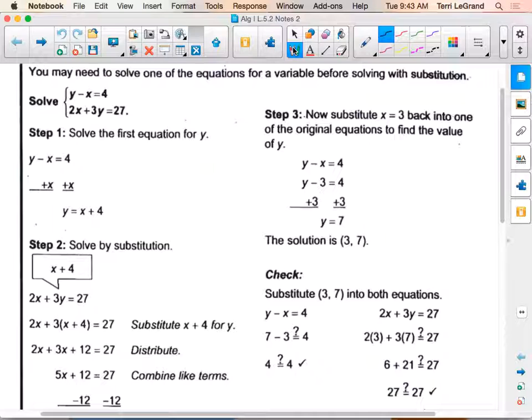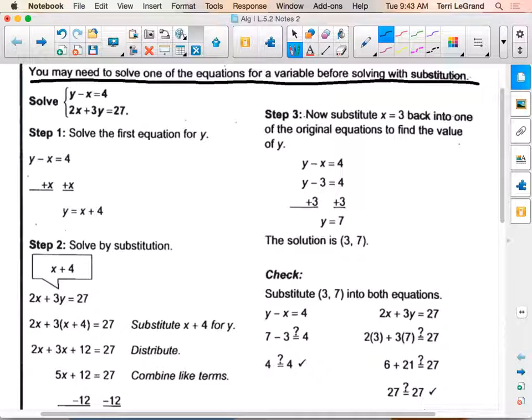So today what we're going to introduce that will be different is, I want you to underline this right here. You may need to solve one of the equations for a variable before solving the substitution. So in other words, when you look at the equations, neither of them will have an x alone or a y alone, so you need to make that happen.